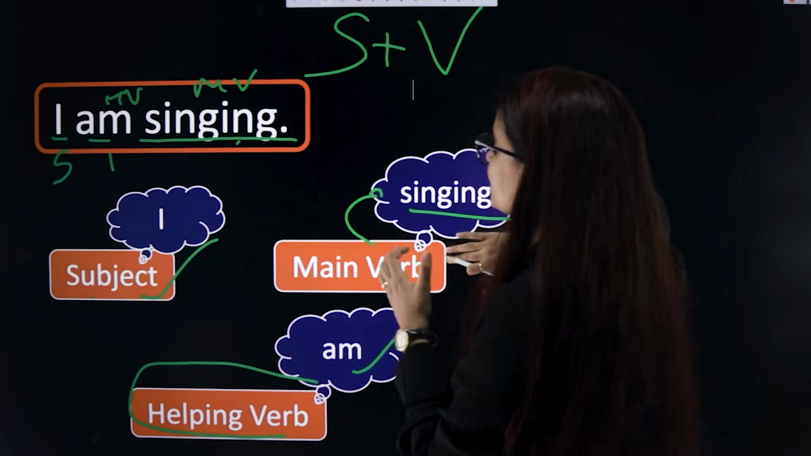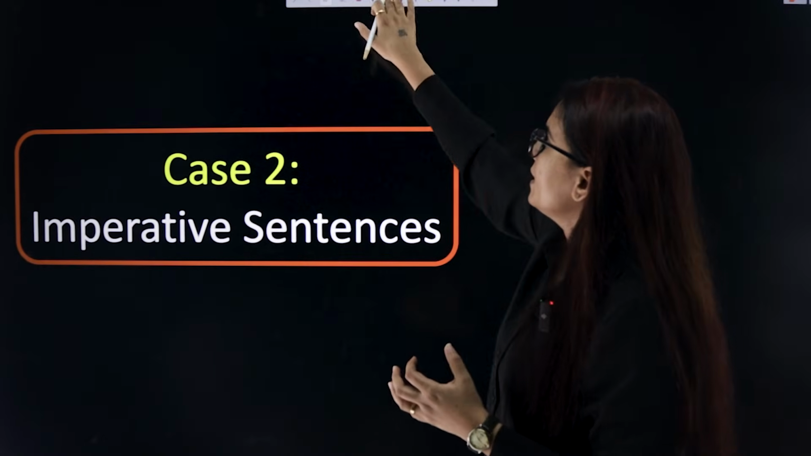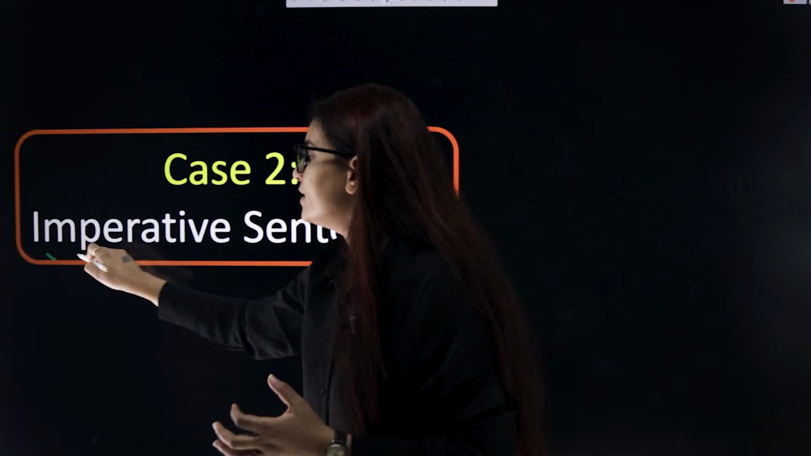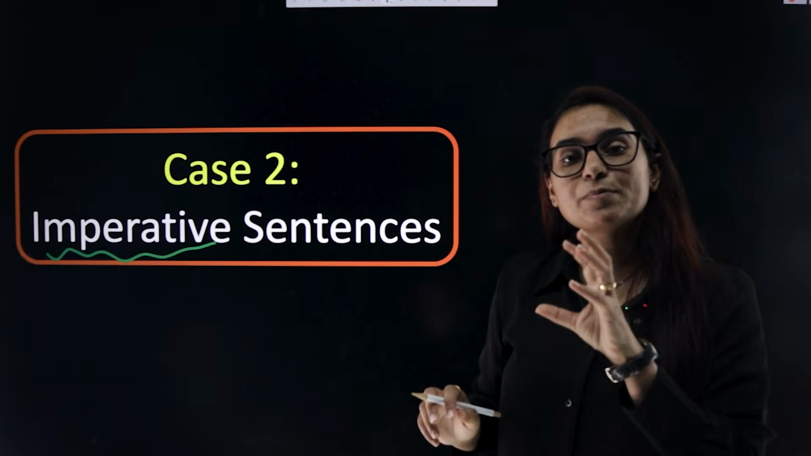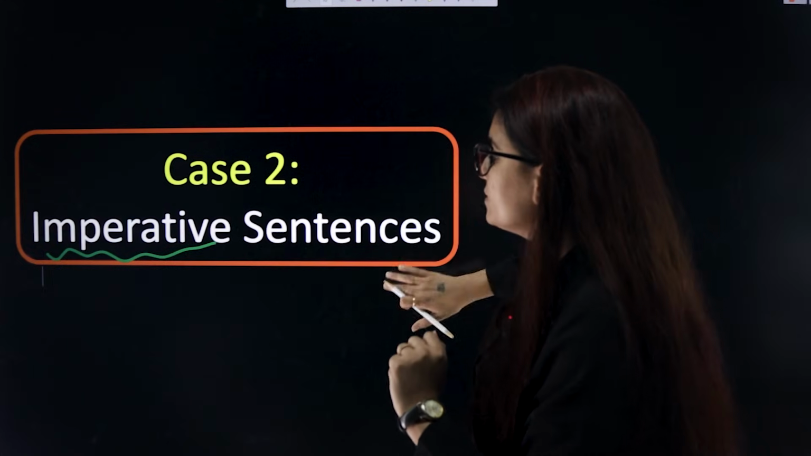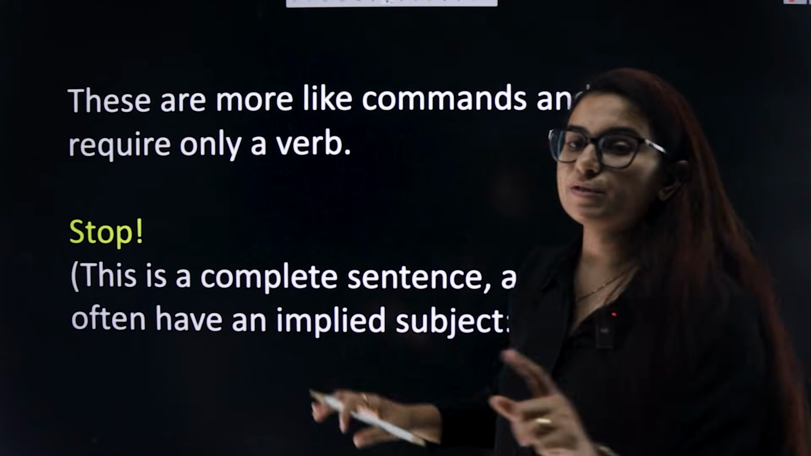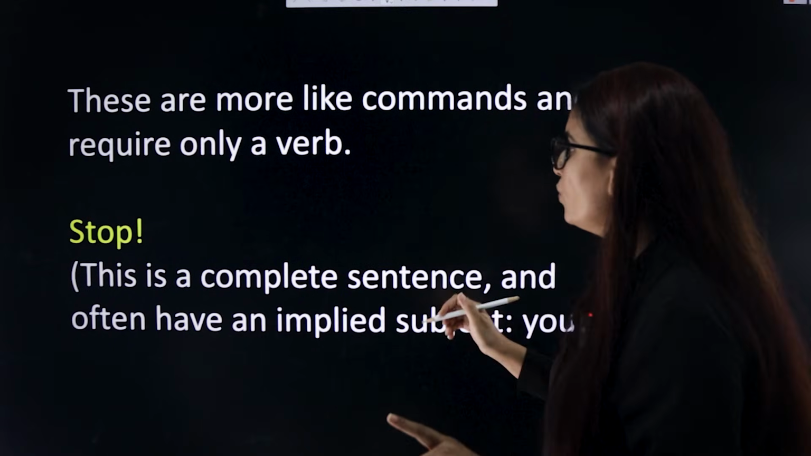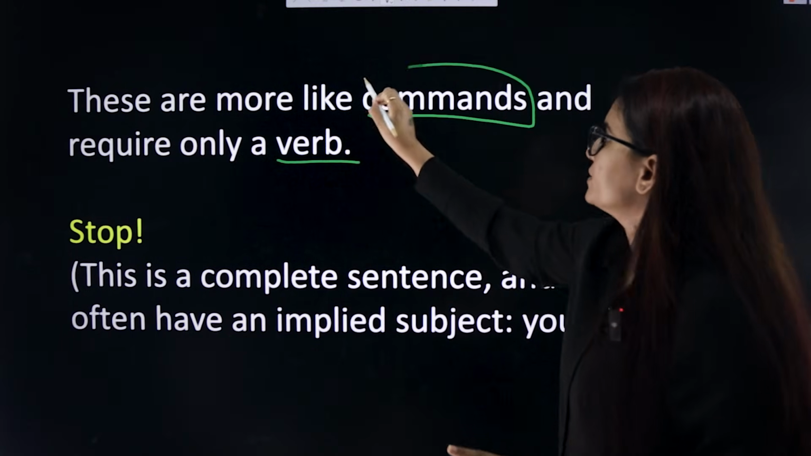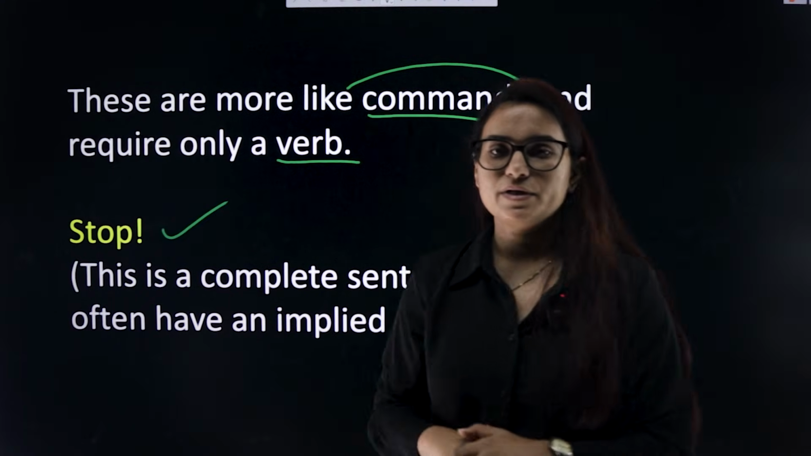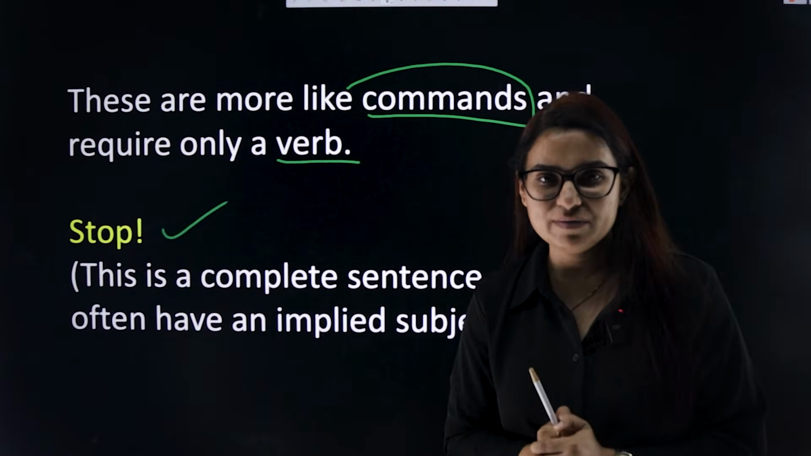If you're done with this, let's move on to the second type, which is imperative sentences. Imperative sentences are different kinds of sentences, or you can call them exceptions. Imperative sentences talk about commands. They only have a verb, they do not have a subject. They only have a verb in that sentence and they are more like commands. For example, stop, shut up, get out, leave me.